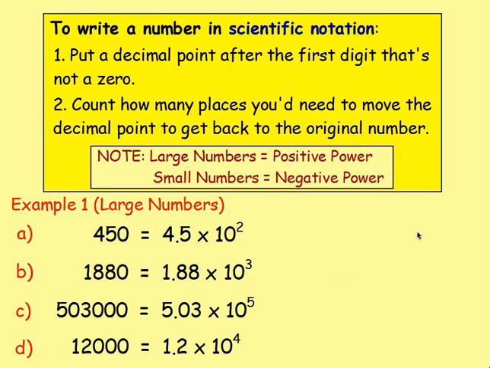We started off just with some numbers and we were writing them in scientific notation, and to do that we had to put the decimal point after the first digit that's not a zero, which you can see we have done for every single one of these, and then we counted how many places we had to move the decimal. For example, here we had 4.5 and then we would have to move the decimal twice to get to the end of the number. Or here it would be 1.88 and we would move the decimal 3 times, hence the 3. Or the 5.03 and then move the decimal 1, 2, 3, 4, 5 places.